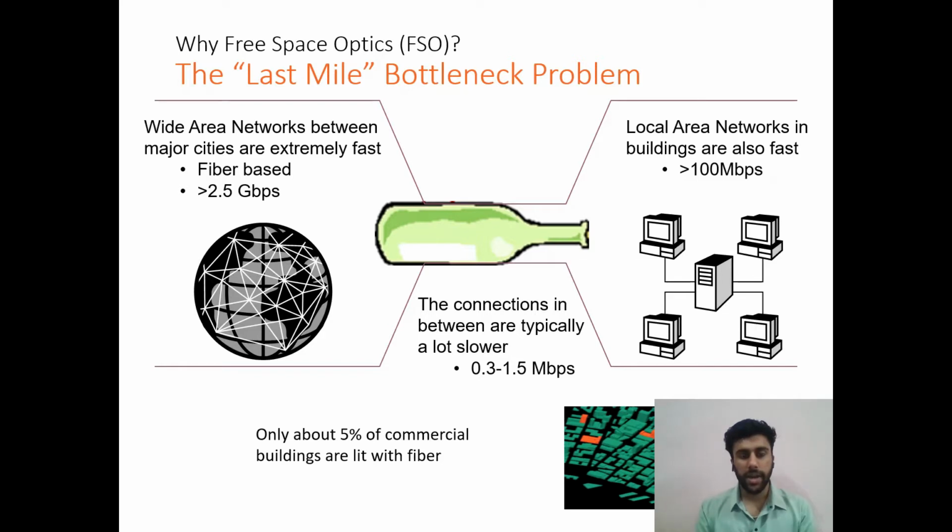The wide area connections between major cities are extremely fast and fiber-based, which give speeds up to 2.5 gigabits per second. But the local area networks are around 100 Mbps. The connections between these two networks are a lot slower, around 0.3 to 1.5 Mbps, which causes the bottleneck of the speed. Only about 5% of the commercial buildings are lit with fiber.